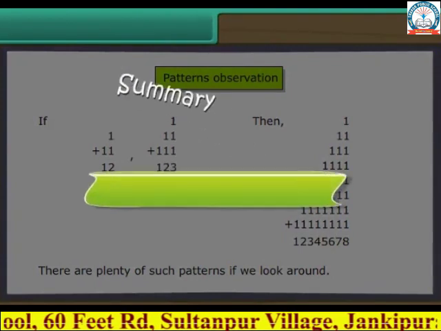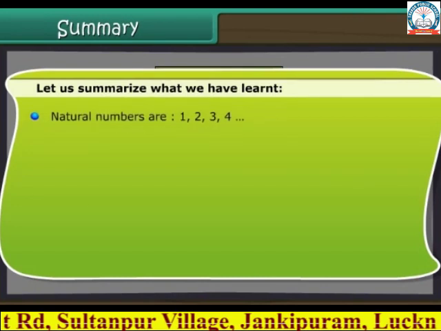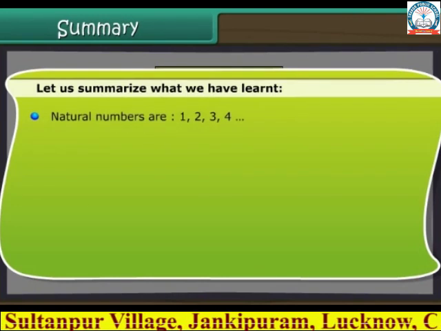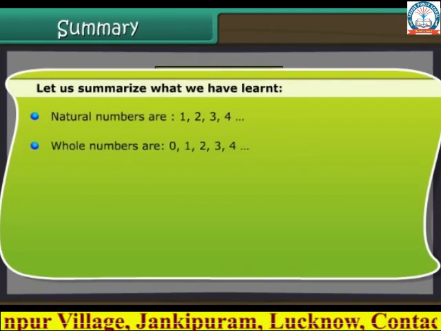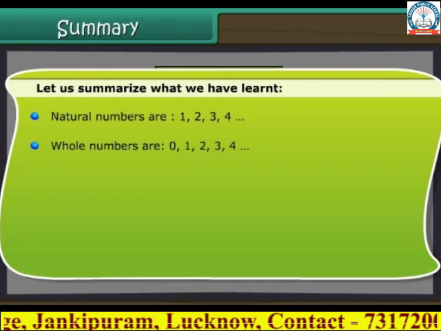Summary. Let us summarize what we have learnt. Natural numbers are 1, 2, 3, 4. Whole numbers are 0, 1, 2, 3, 4.